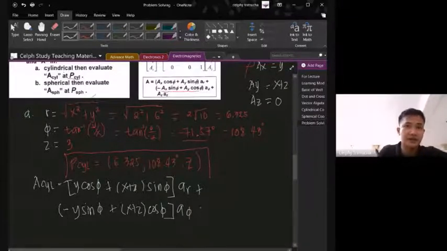Then this will be A phi sa ating angle plus AZ na lang. Since wala man tayo AZ, 0 na lang man, so pwede na lang hindi na ito mag-add. Diretso na lang natin nga A cylindrical.